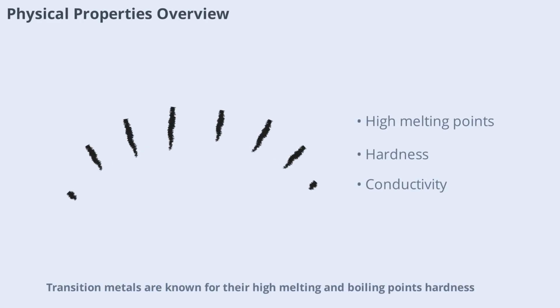Transition metals are known for their high melting and boiling points, hardness, and good electrical and thermal conductivity. These physical properties stem from strong metallic bonding and the presence of delocalized d electrons. As a result, metals like iron, nickel, and copper are widely used in construction, electronics, and transportation.